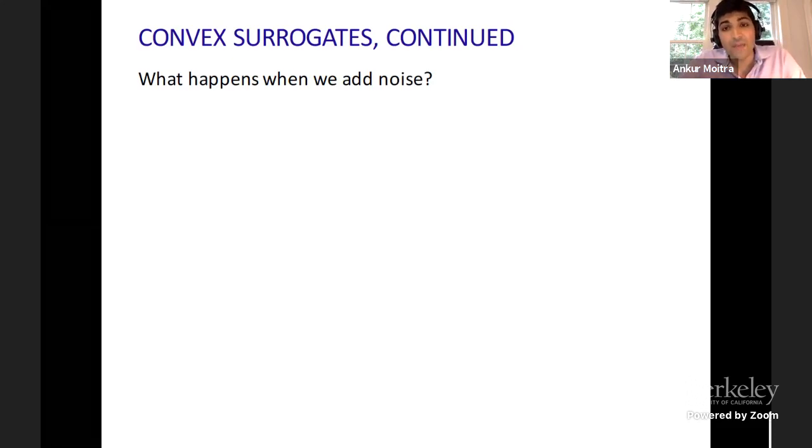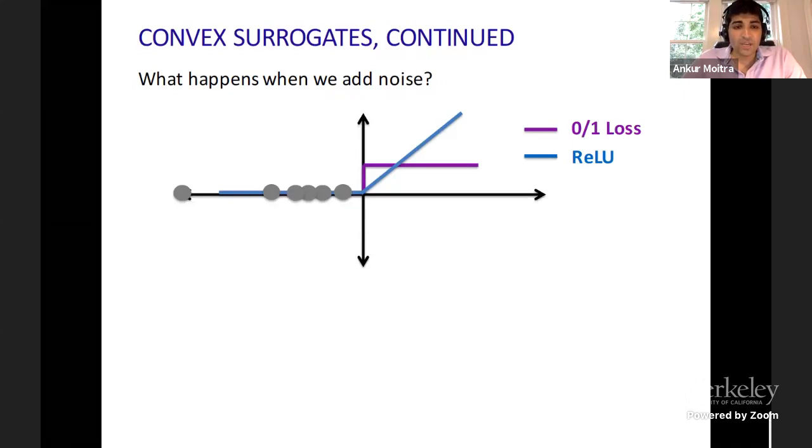So now let's explore this issue and come back to some of the questions that I started off with. What happens when we add noise? We no longer are in this realizable case where there is a half space that perfectly agrees with our data. Or equivalently, we're no longer in a setting where the minimum of the ReLU loss really is 0, because maybe there's no half space that perfectly fits our data according to either the 0, 1 loss or the ReLU loss.